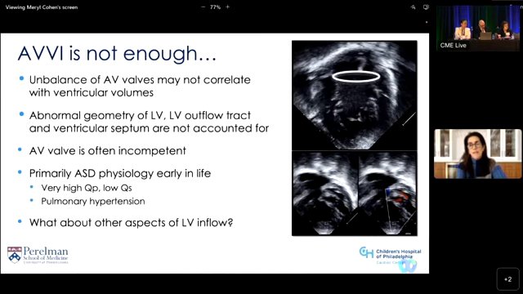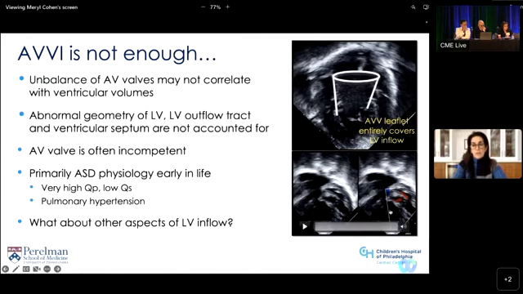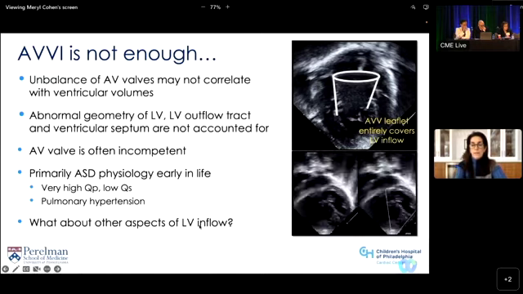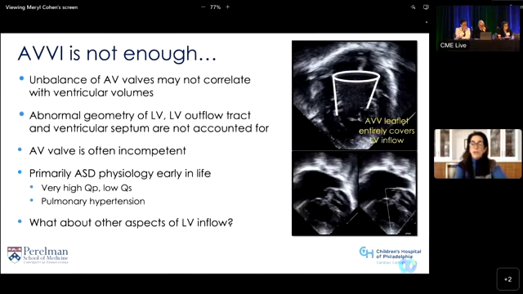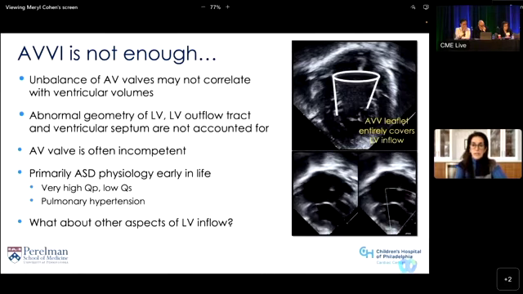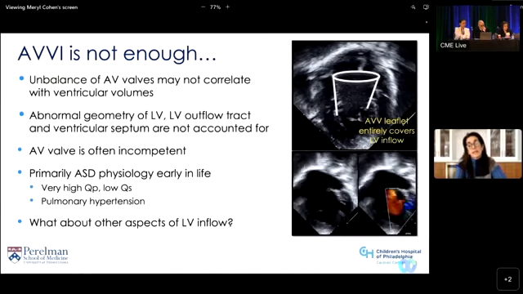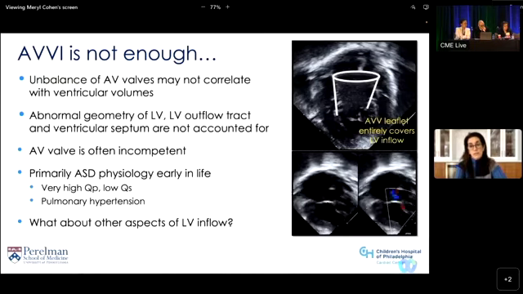And here you can see a valve which, at the level of the AV valve, doesn't look terribly unbalanced, but when you look, you can see that the AV valve leaflet entirely covers the LV inflow. And when you play the echo clip of this same patient, you can see that all of the flow from the atria is going into the right ventricle. And the only way blood is getting into the left ventricle in this case is through the VSD.